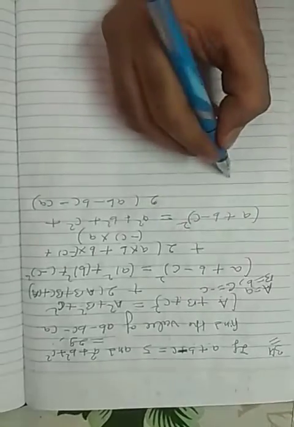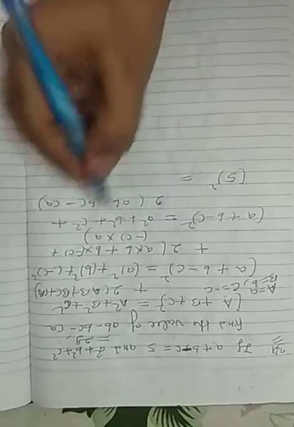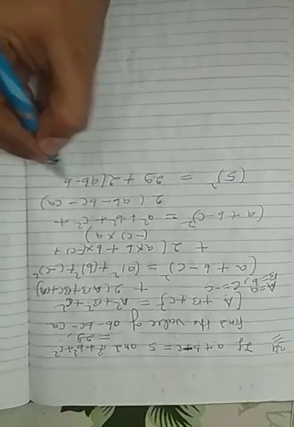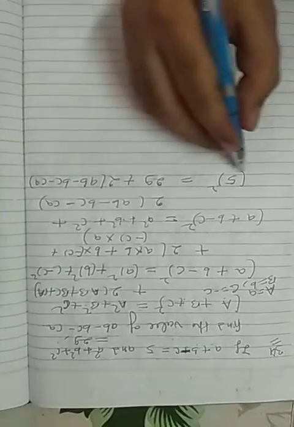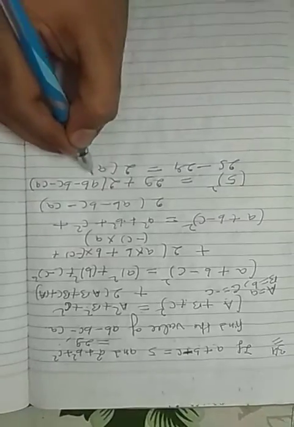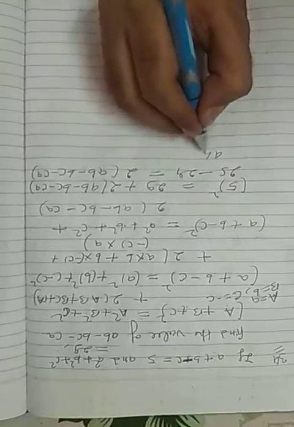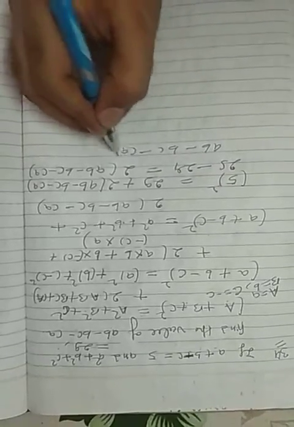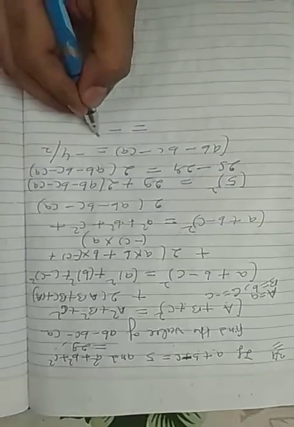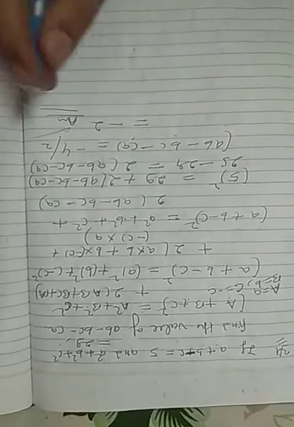Now put the value of a plus b minus c, that is 5, so 5 whole square, and a square plus b square plus c square is 29. So 2 times ab minus bc minus ca. So 25 minus 29 equals twice of ab minus bc minus ca, and this will be ab minus bc minus ca equal to minus 4 upon 2, that is minus 2. So this is the final answer, ab minus bc minus ca equals minus 2.